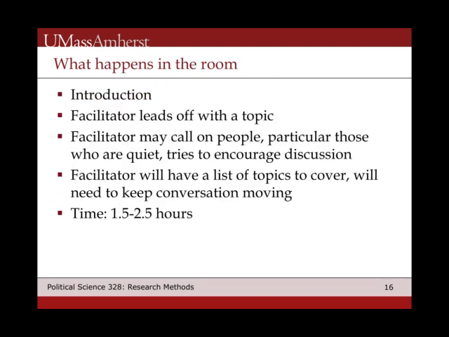So if you haven't participated in one before, what's actually going on in the room? In essence, there'll typically be some sort of introduction. A facilitator will lead off with a topic, sometimes having people introduce themselves and tell something about themselves. The facilitator will usually then try to guide discussion by calling on people who are quiet, trying to move around if one person is dominating the conversation, and probing on particular follow-up questions to get people to answer them.